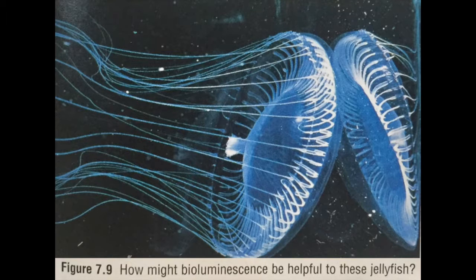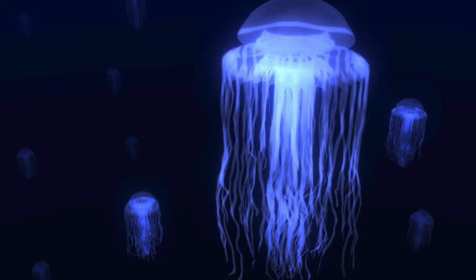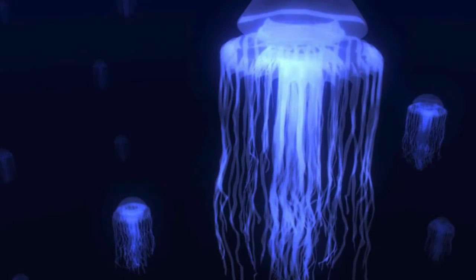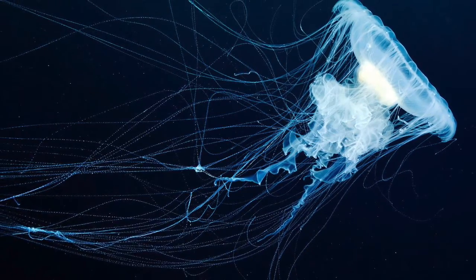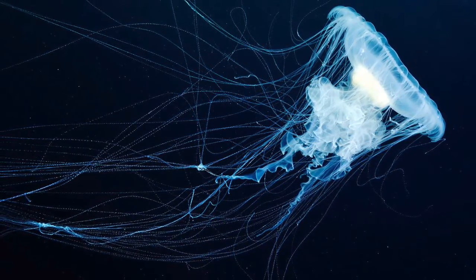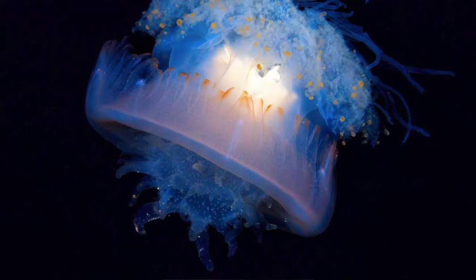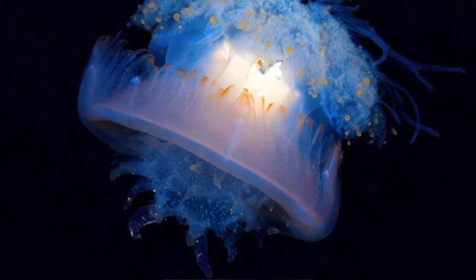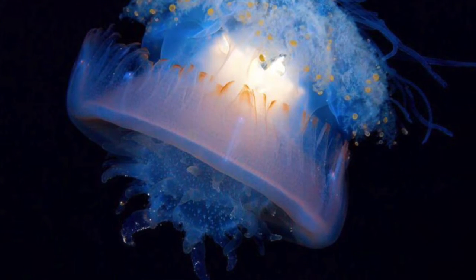7.9. How might bioluminescence be helpful to these jellyfish? These animals cannot be incandescent or fluorescent sources. Instead, they rely on chemical reactions inside their bodies to provide the energy for light. This special type of light produced in living creatures is called bioluminescence, and the result is known as a bioluminescent source of light.